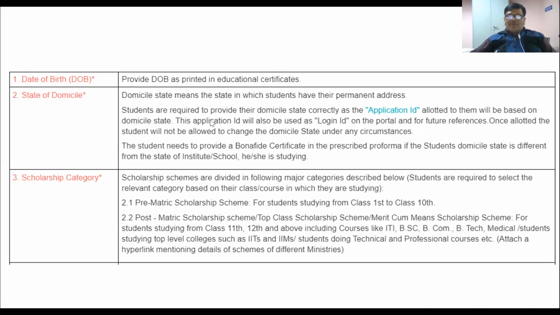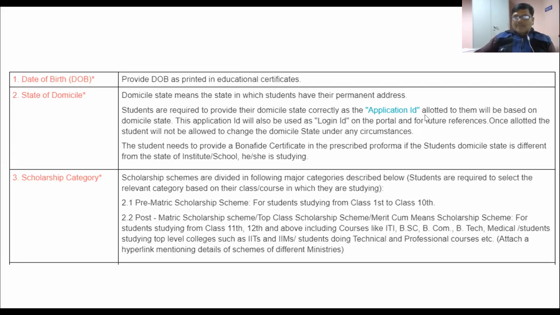Next, date of birth. The next important information to be filled in the registration form is the date of birth. Provide the date of birth as it is printed on your educational certificates. Then the state of domicile means the state where the student applying for the scholarship is a permanent resident. Students are required to provide their domicile state correctly.